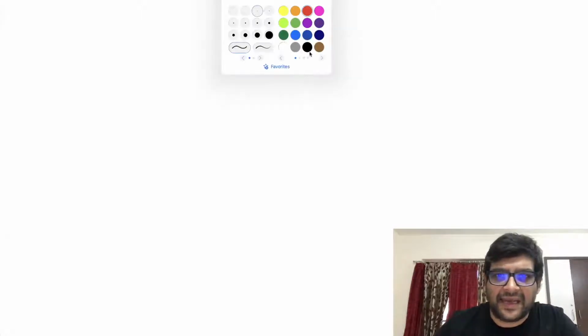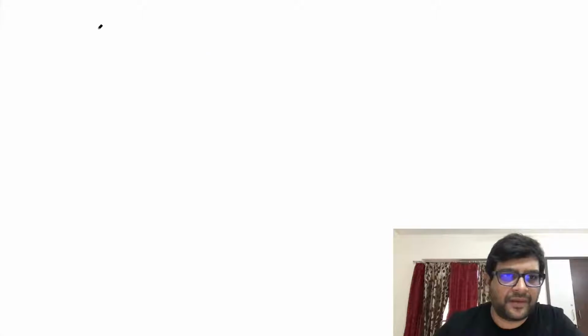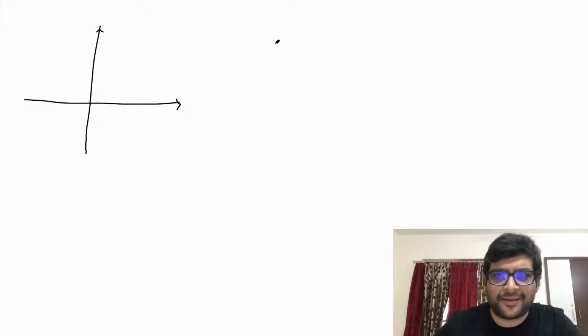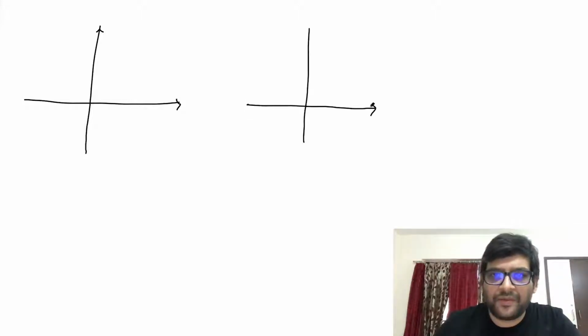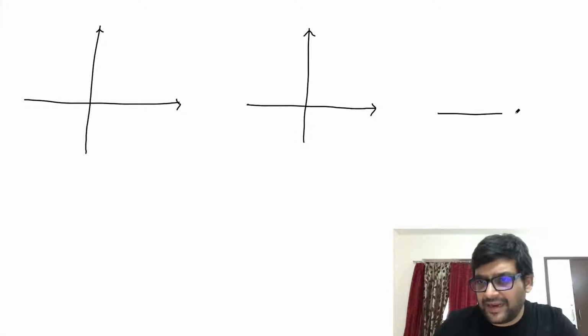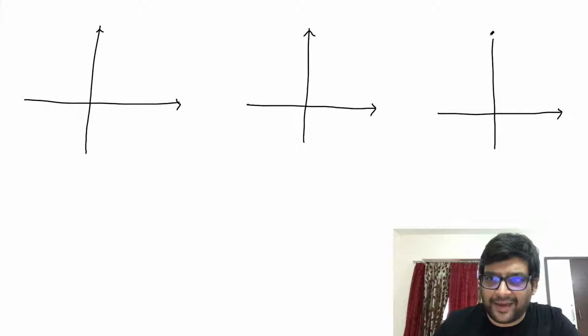Suppose we define the axis. This is my x-axis, this is my y-axis. Let me draw a couple more of them: x-axis and y-axis again, another one, x-axis and y-axis again. Now I have a line.